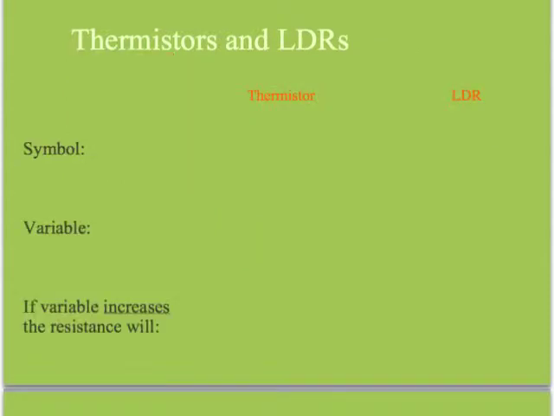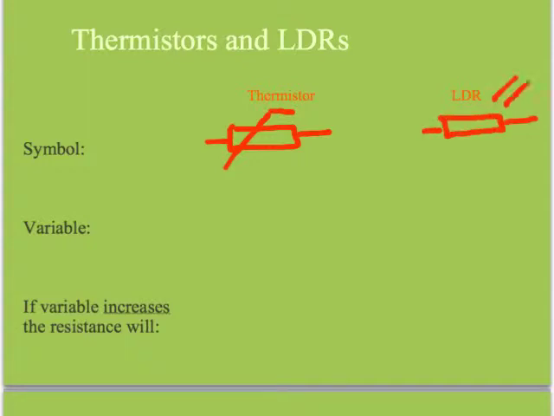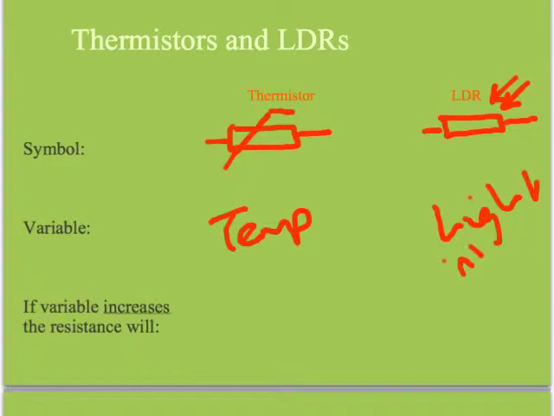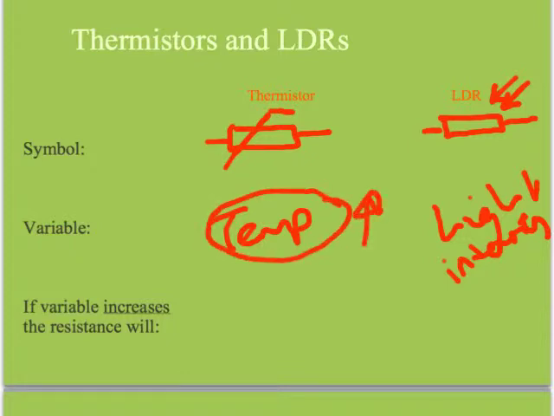So remember the symbol for the thermistor essentially is a resistor with a temperature symbol across it. LDR reacts to light, so draw some light going onto the resistor. What is the variable? Remember, this one was temperature, this one is light intensity. If the variable increases, in other words, if temperature increases, the resistance will decrease. If the light intensity increases, then the resistance will decrease.